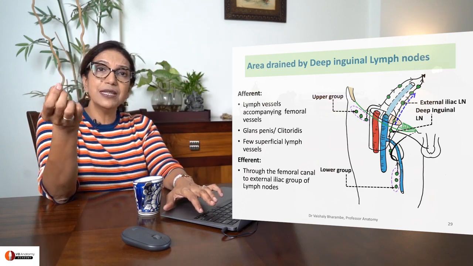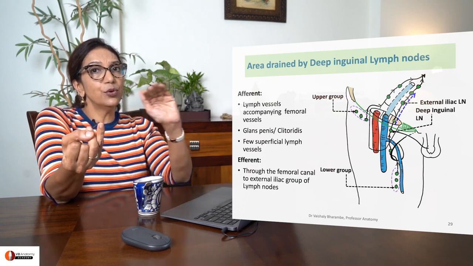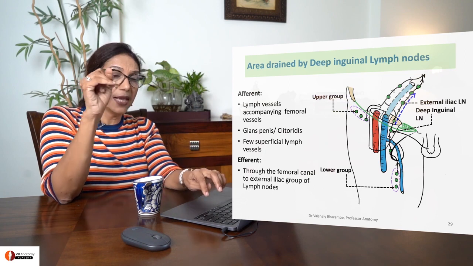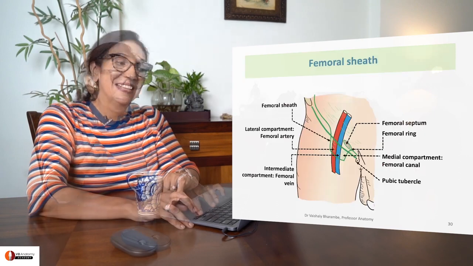So how many lymph nodes in the inguinal region? Superficial and deep. Superficial are in the roof, deep are in the triangle itself. How many deep lymph nodes? 2 or 3. Okay. Right.